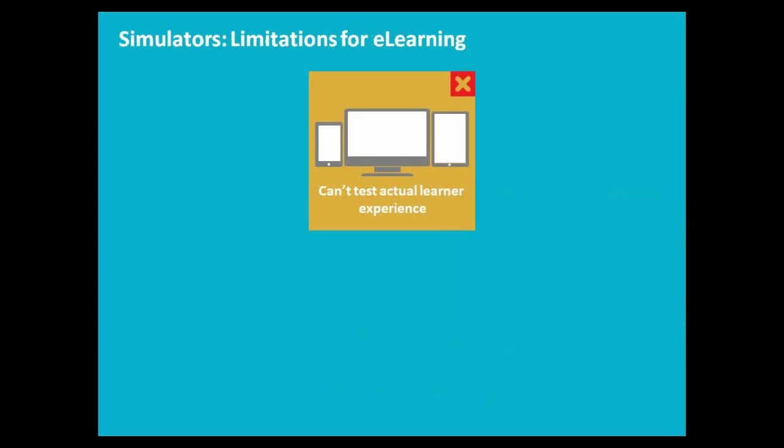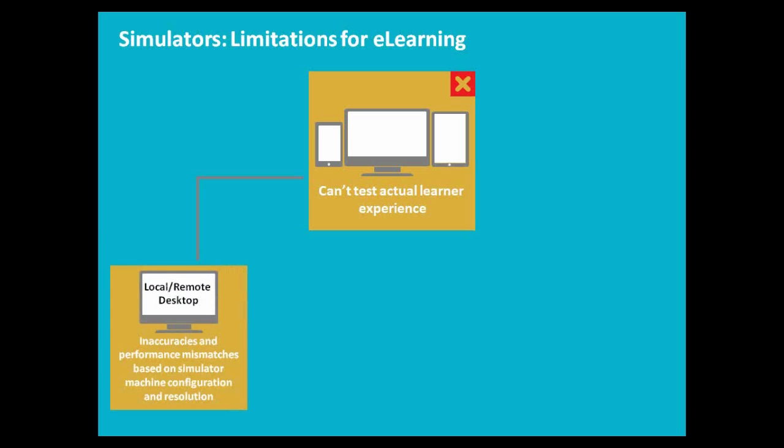So again, to summarize, based on our experiences with simulators, we realized we can't really get away from the fact that you can't check the actual learner experience with a simulator because you're not using physical devices. So there could be some inaccuracies and performance mismatches, which would be based on the configuration or the resolution of the machine running the simulator. So they may not necessarily be actual issues, but because of that mismatch either on the local machine or the remote machine, depending on what simulator is being used, there's a danger of logging issues that are not necessarily issues.